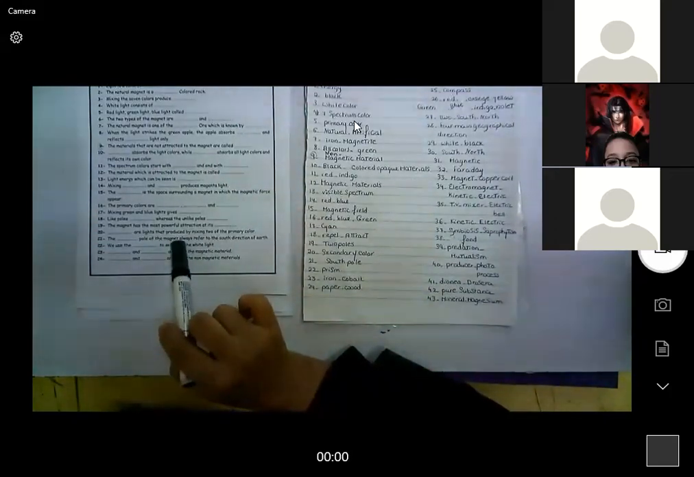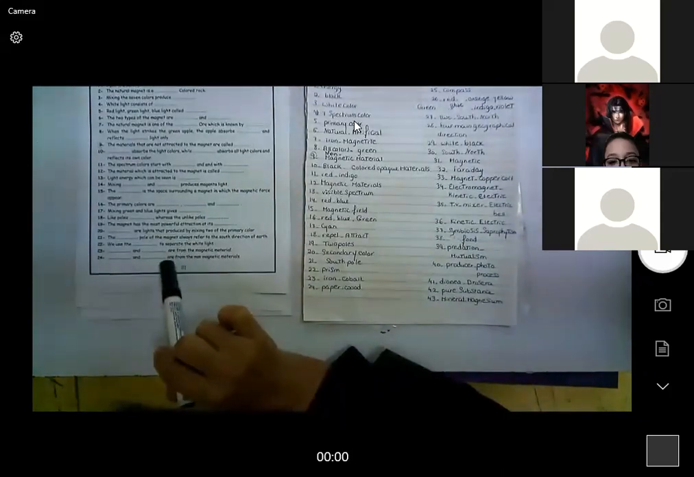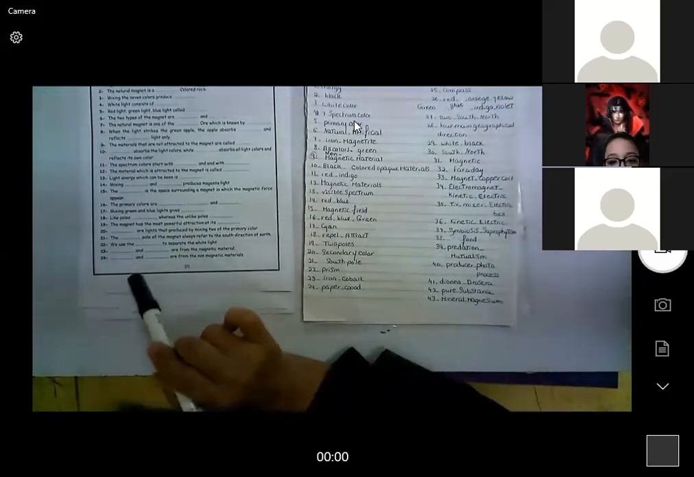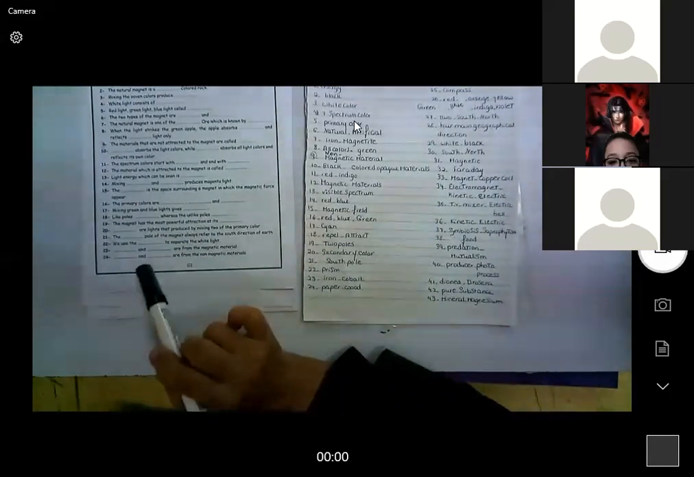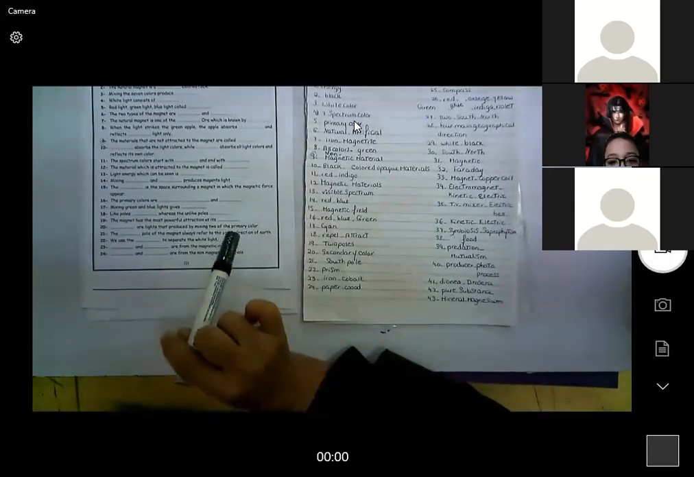Secondary colors are light produced by mixing two primary colors. Primary and primary giving secondary. Excellent. So two primary colors give a secondary color.